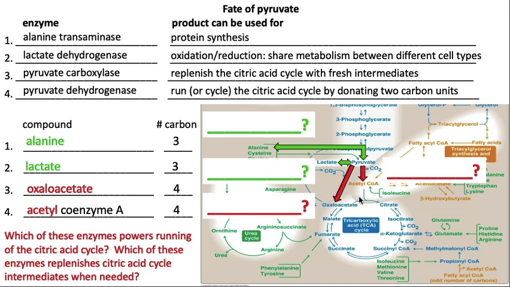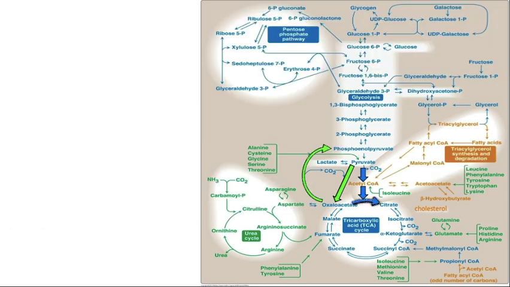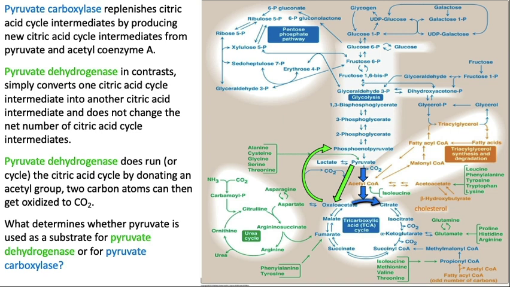But because you are simply converting one citric acid cycle intermediate into a different citric acid cycle intermediate, you've not changed the net number of intermediates. So that is, pyruvate dehydrogenase cannot be used to replenish the number of citric acid cycle intermediates. If you're low on citric acid cycle intermediates, you need to use pyruvate carboxylase, or you might be able to convert some amino acids into that also. And that's an important enough concept that I describe it here.